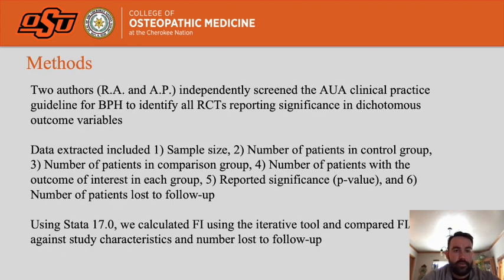So in order to start, we independently screened in a double-blind fashion the AUA guidelines citations and found all RCTs reporting significant dichotomous outcome variables. The data extracted is included in the slide below, and we used Stata 17.0 to calculate the FI through an iterative function, as well as using other various statistical software to calculate fragility quotient and compare the FIs against the number of patients lost to follow-up throughout the study.